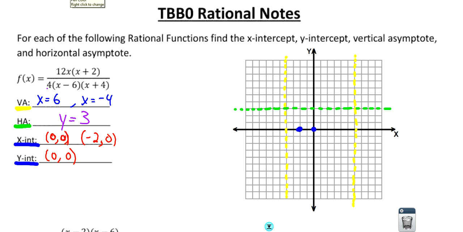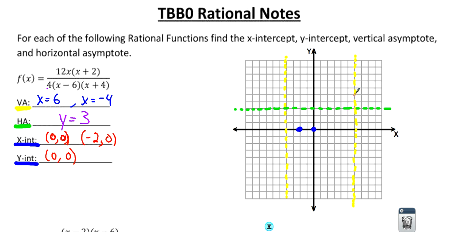Now, we're using this information here to graph the rest. So how many pieces am I going to have to draw? Well, since I have two vertical asymptotes here, one here and one here, I'm going to have 3 pieces that I'm going to have to draw.